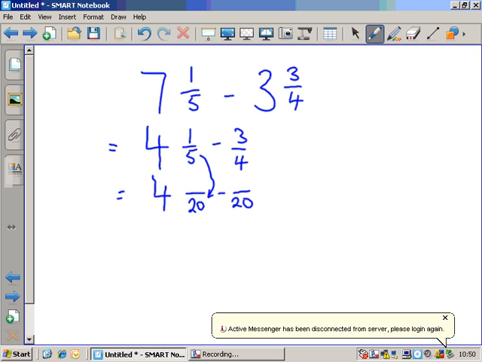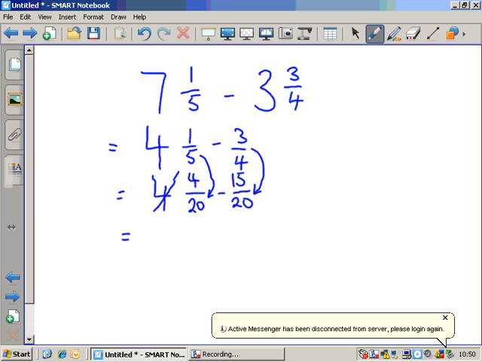5 times 4 is 20. So 1 times 4 is 4, and 4 times 5 is 20. 3 times 5 is 15. So there's that same old problem. We have 4 over 20, take away 15 over 20. So the first fraction, sorry, is smaller than the second fraction.